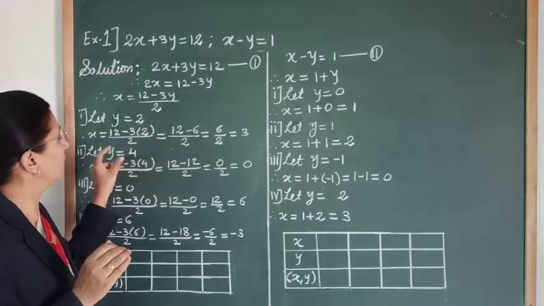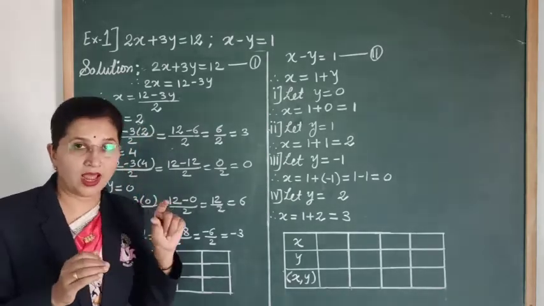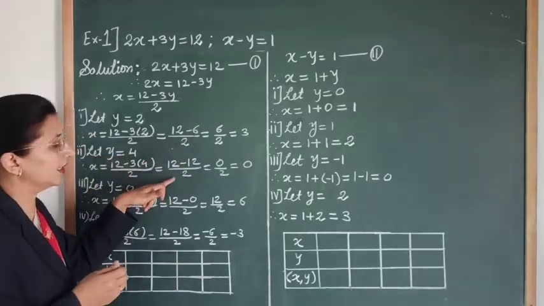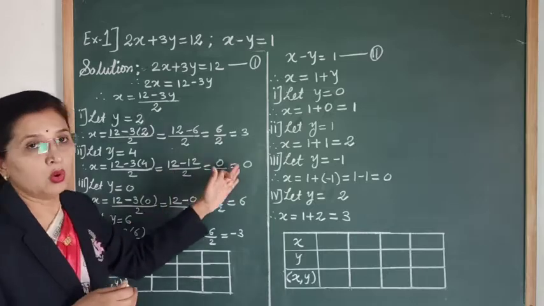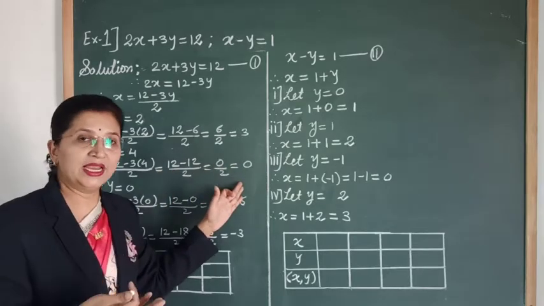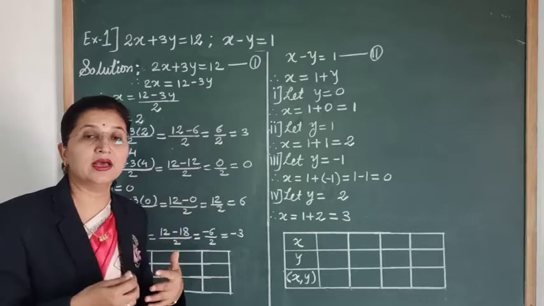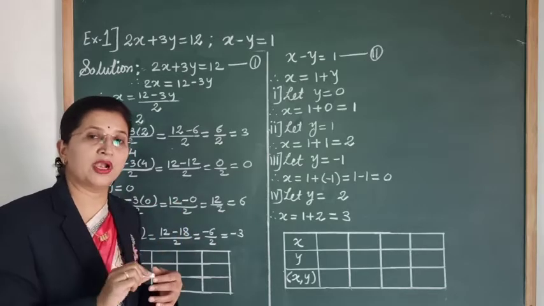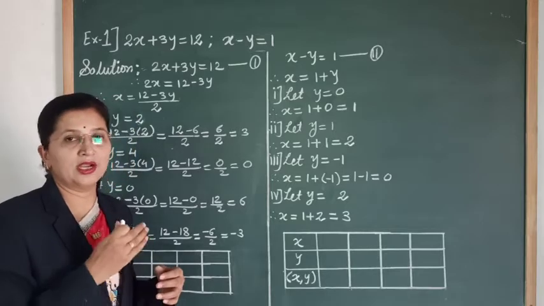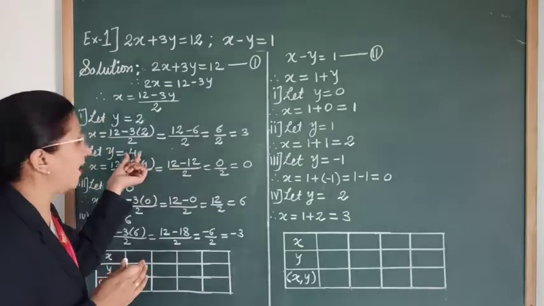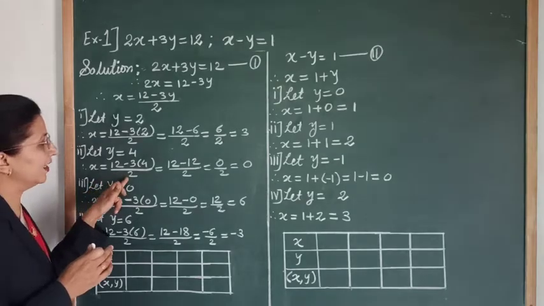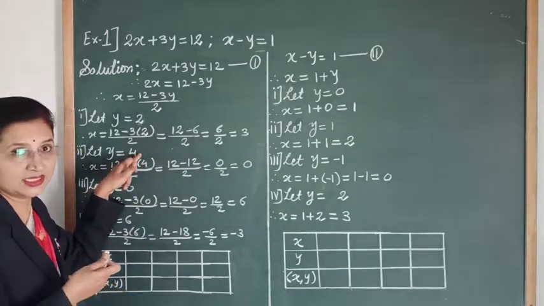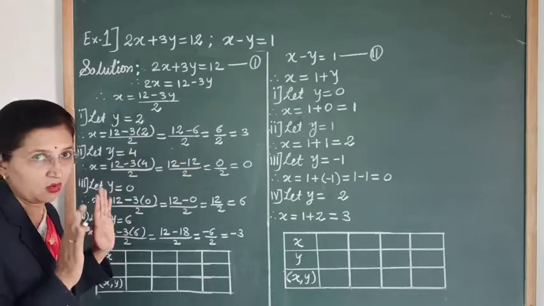Dear students, while considering the value of y, try to put such a value so that after doing the calculation we get a whole number. We may take any number, but in that case we may get the answer in decimals, and it will be a little difficult to plot such a point. So try to avoid such values. As the denominator here is 2, try to take values for y such that after calculation we get a whole number.